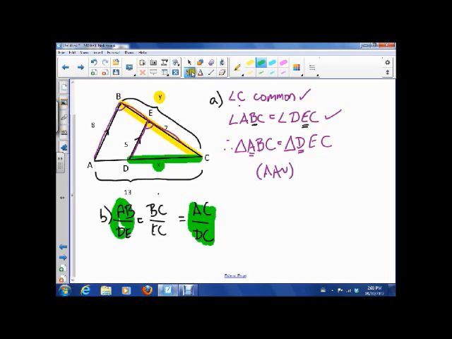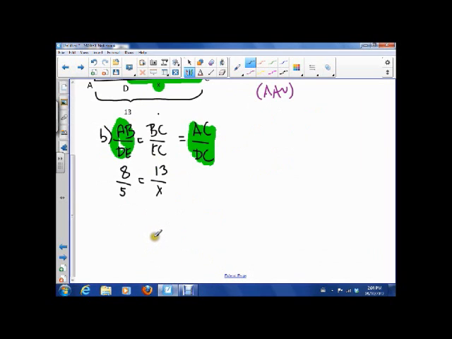Now let's write that down. AB over DE is 8 over 5, and AC over DC is 13 over x. Now all we have to do is solve for x. We solve for x by cross multiplying, right? So we can multiply x to that side and multiply both sides by 5, and what we get is 8x is 5 times 13. Now we can divide both sides by 8. So x is 65 divided by 8, which is about 8.1. So there's our length of x.